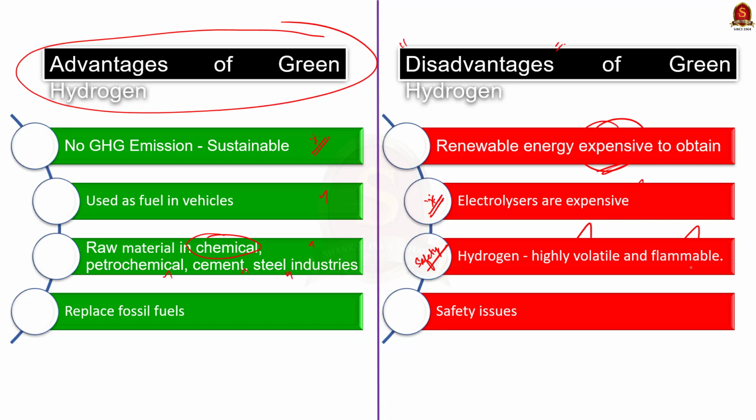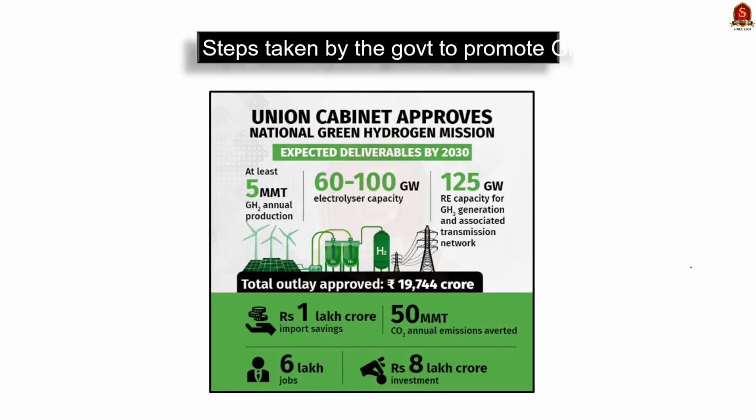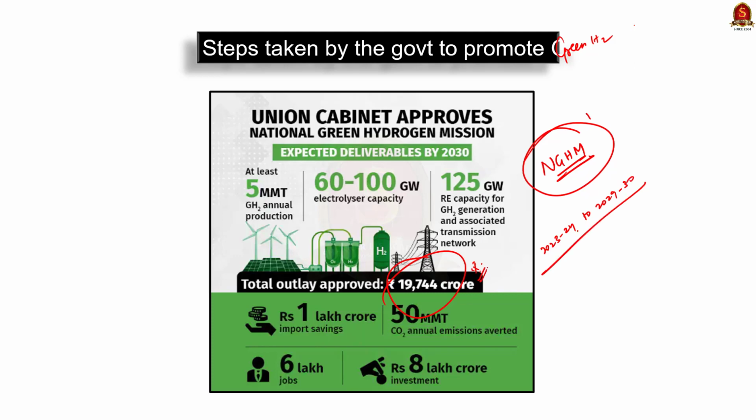Now, finally, let us see the steps taken by the government to promote green hydrogen. Currently, the central government is implementing the National Green Hydrogen Mission. This mission was set up with a budget outlay of approximately 19,700 crores. It is going to be implemented from financial year 2023-24 to financial year 2029-30. The main objective of the mission is to make India a global hub for the production, usage and export of green hydrogen.